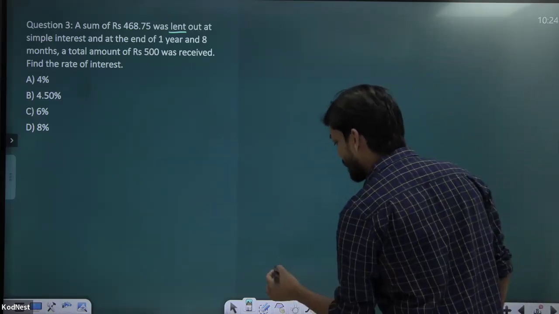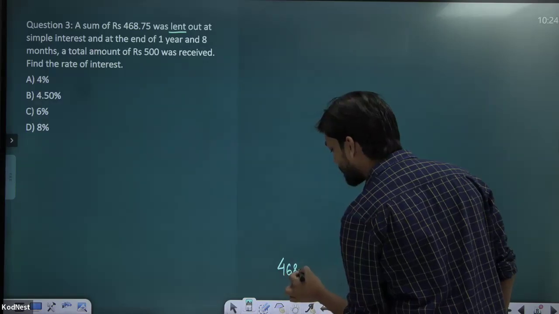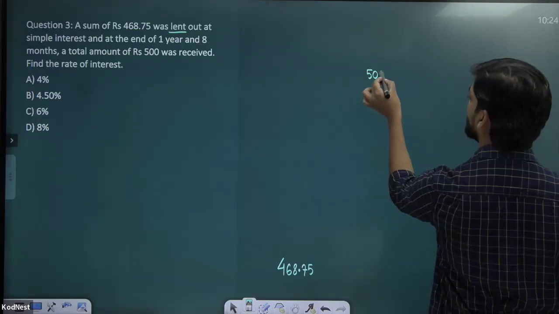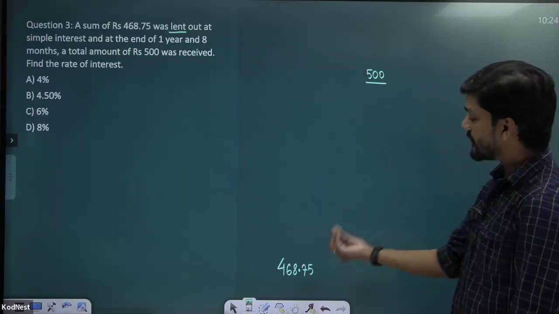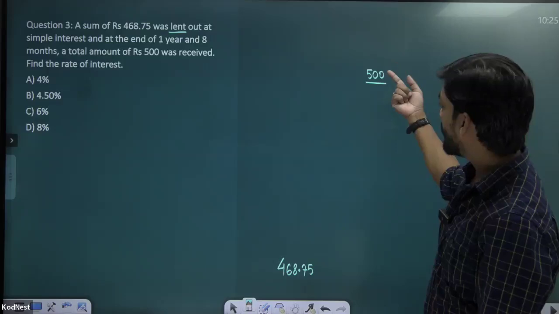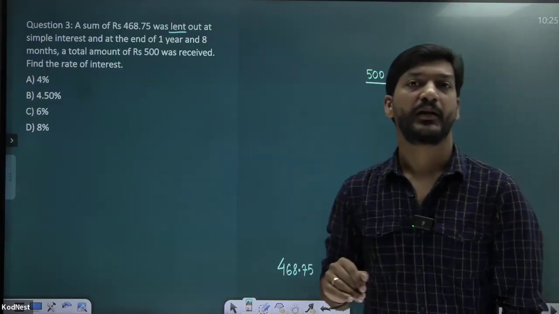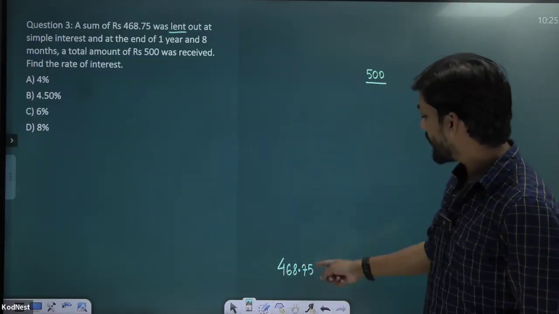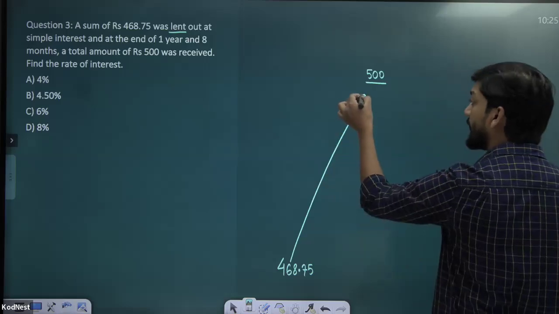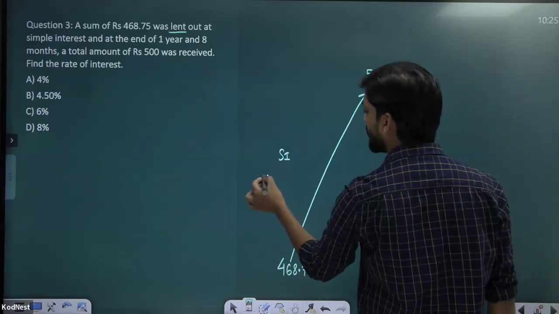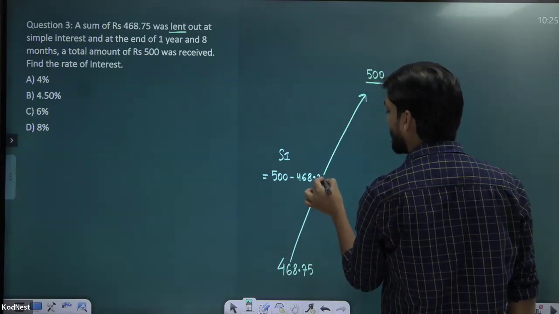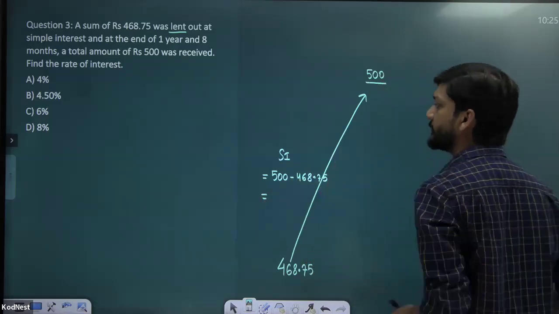Okay. So 468.75 was given and 500 was received. Given was this, received was this. So this is your starting balance. This is your final. The final you will have to pay. You are not withdrawing, you are paying back because you took it as a loan, you did not deposit. Okay, the difference of these two will be your interest. So simple interest will be equal to 500 minus 468.75. Please answer, what is this?